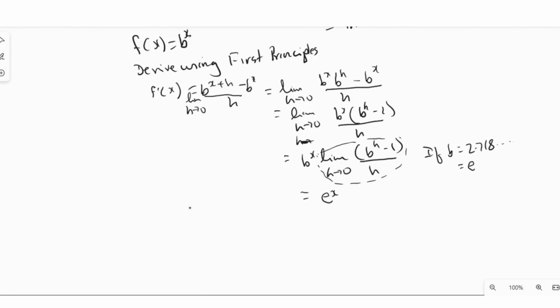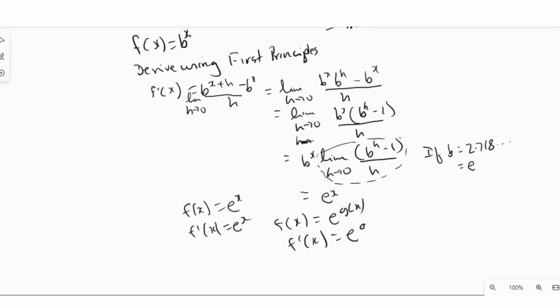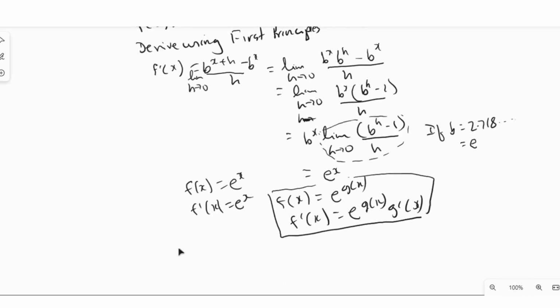So what we are saying is if f(x) is equal to e to the power x, then the derivative of that will be the same, e to the power x. If f(x) has a function in the exponent, e to the power g(x), then the derivative of that will be the same, e to the power g(x), and then the derivative of the exponent. These are the two basic things here. So I always multiply by the derivative of the exponent. Okay, so this is when b is equal to e.